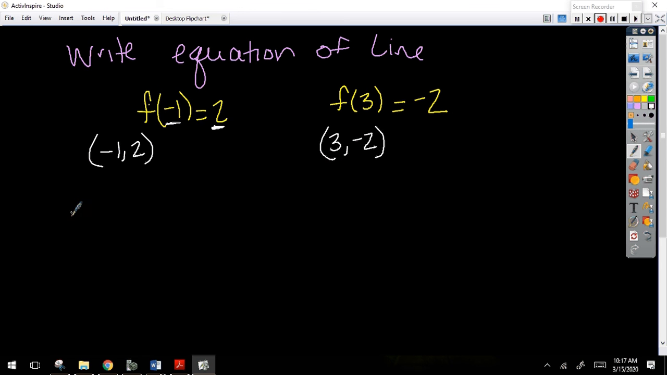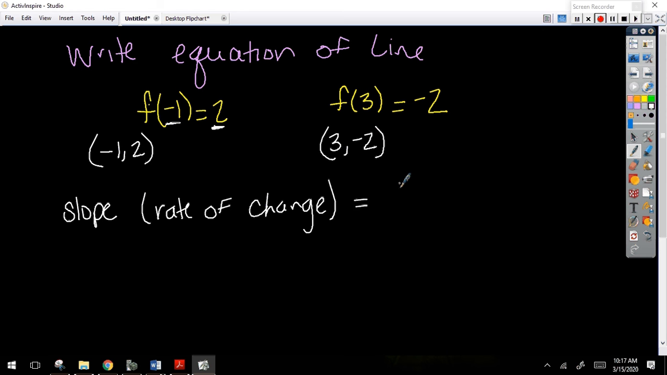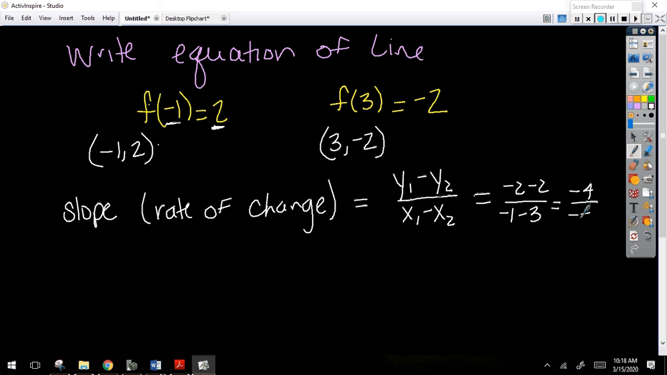So let's just go through. The first thing we want to do is find the slope, right? Another word for slope is rate of change. How much is it changing? And to do that, remember, we find the difference in the y's over the difference of the x's. So I'm going to subtract my y's, and I'm going to subtract my x's. So -2 minus 2 is -4, and -1 minus 3 is -4, so I get a slope of 1.